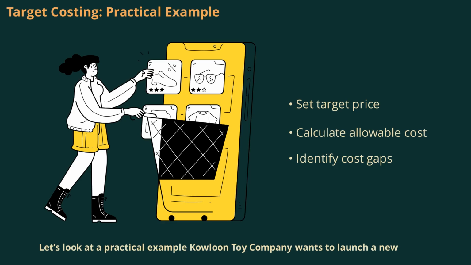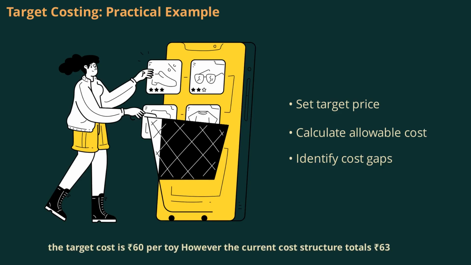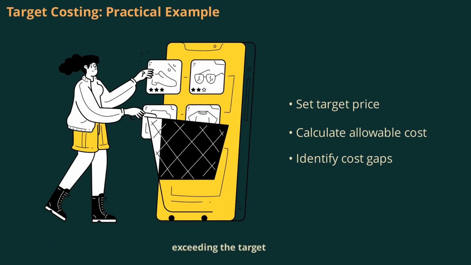Kalun Toy Company wants to launch a new toy with a target selling price of 100. After accounting for 15% royalty and 25% profit margin, the target cost is 60 per toy. However, the current cost structure totals 30, exceeding the target. This means the company must find ways to reduce costs by 10 per toy, perhaps through value engineering, process improvement, or negotiating better material prices.